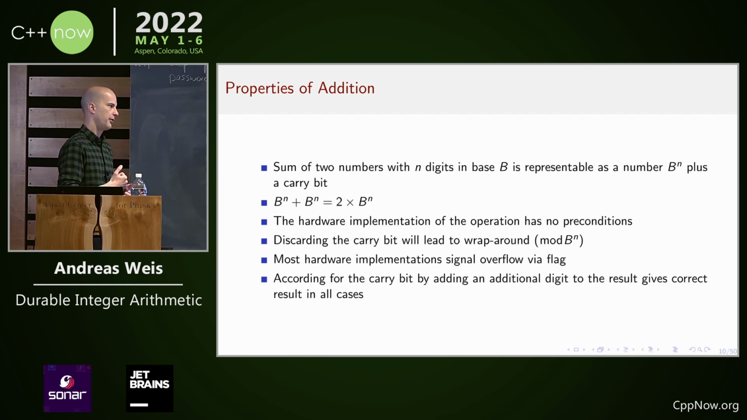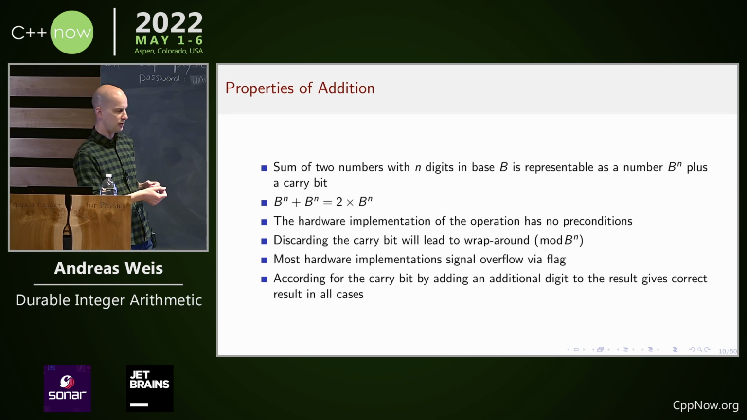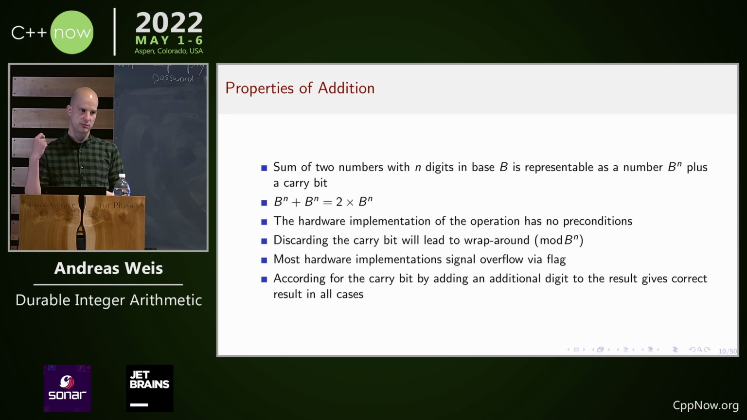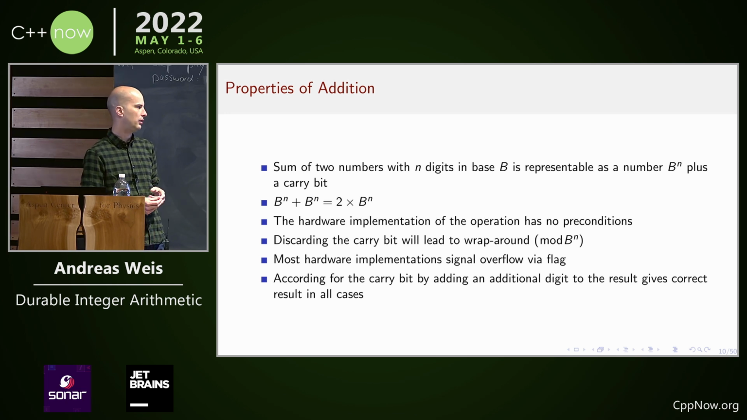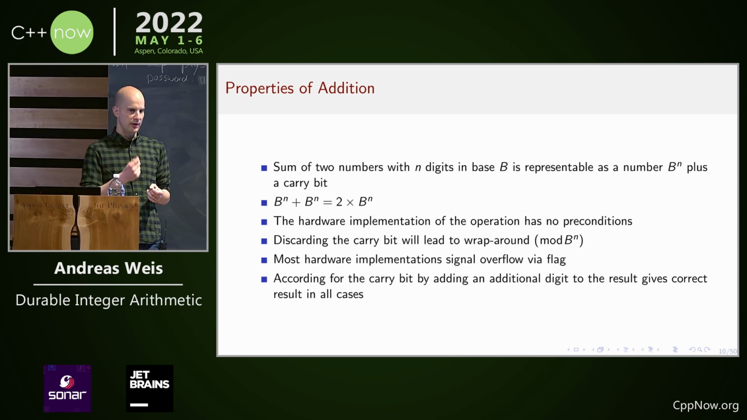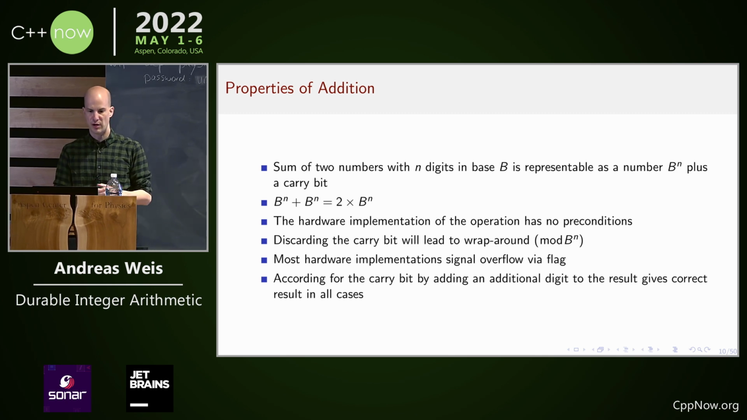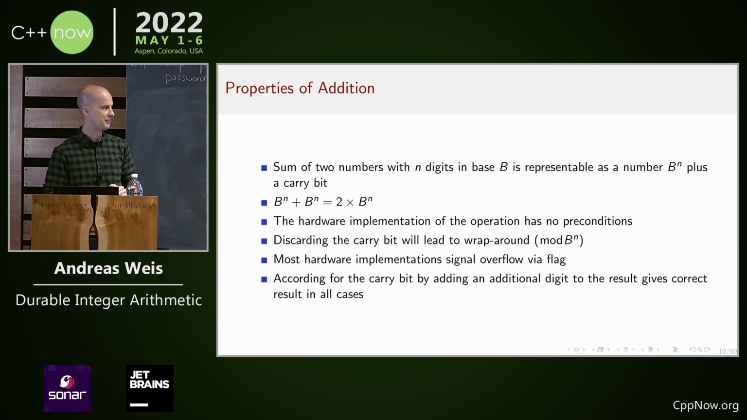If you account for the carry bit by adding 1 additional digit to the result, then you are also guaranteed to get the correct result. That means no loss of information, right? So you need 1 more digit than you had on the inputs. Actually, 1 bit would be enough, but if your base is bigger than 2, then you will need a full digit. Okay, so this covers addition.